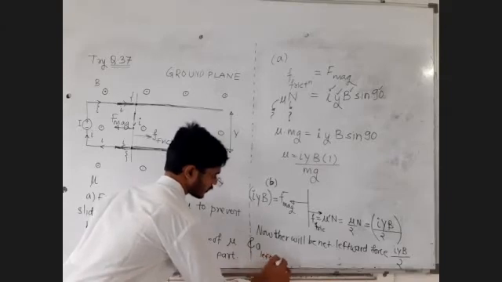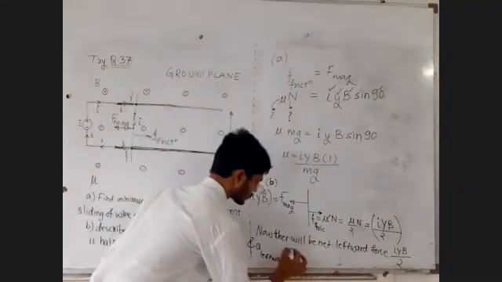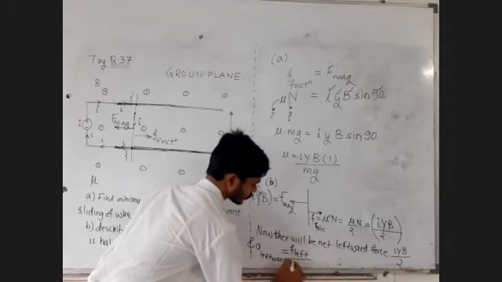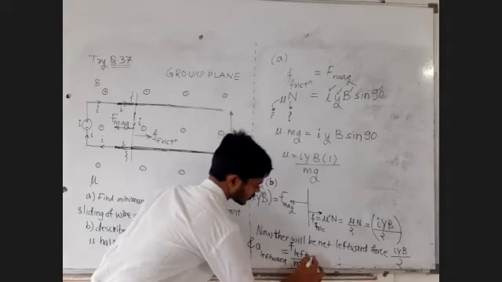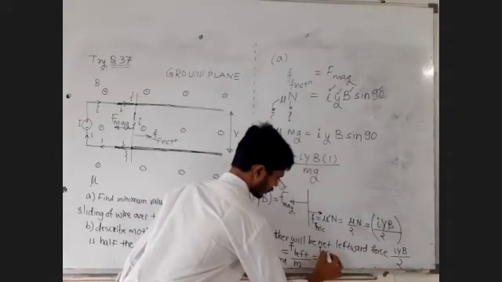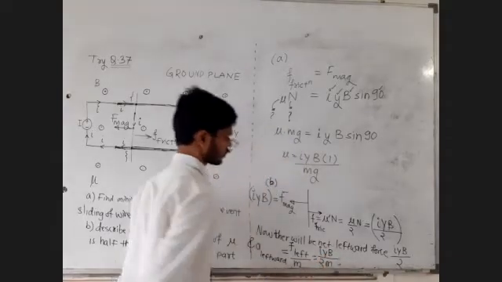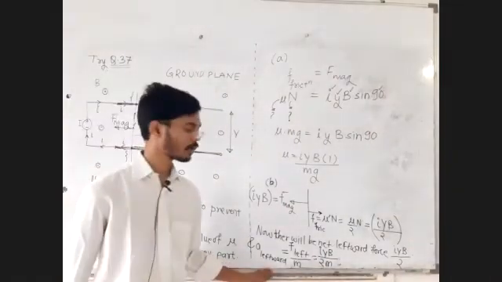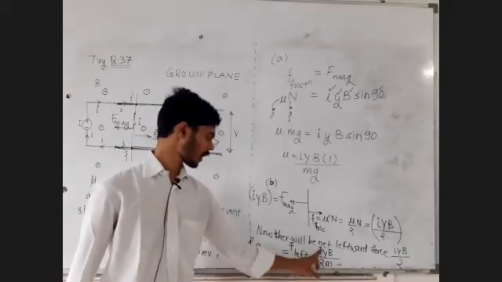The leftward acceleration will be equal to force upon mass. F leftward upon mass. What is that F leftward? IYB upon 2. So IYB upon 2 upon mass. That's it. The motion of the wire will be leftward with an acceleration of IYB upon 2m.